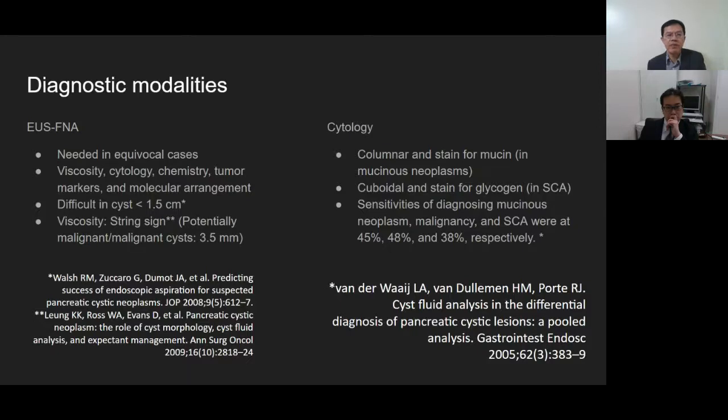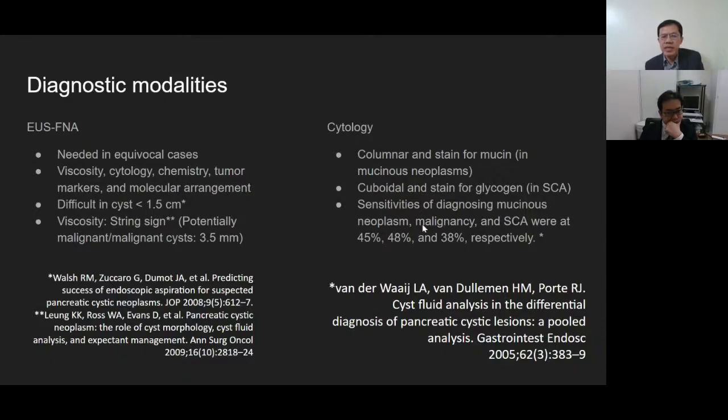Cytology can help us. Unfortunately, the sensitivity of cytology is very low, particularly in small cysts and with no mural nodule. You have to puncture, you have to use different techniques, try to aspirate, and even then the sensitivity is still low. For chemistry, we look at the CEA, we look at the amylase, but generally the accuracy is around 60%, and also tumor markers and molecular analysis. Most of the time, FNA for cystic fluid analysis gets more difficult if the cyst is smaller than 1.5 centimeters in diameter.